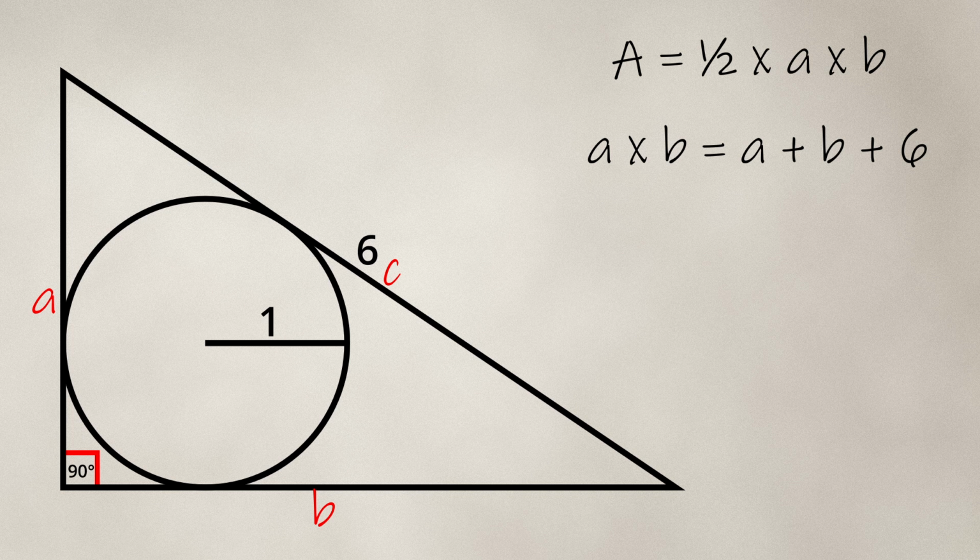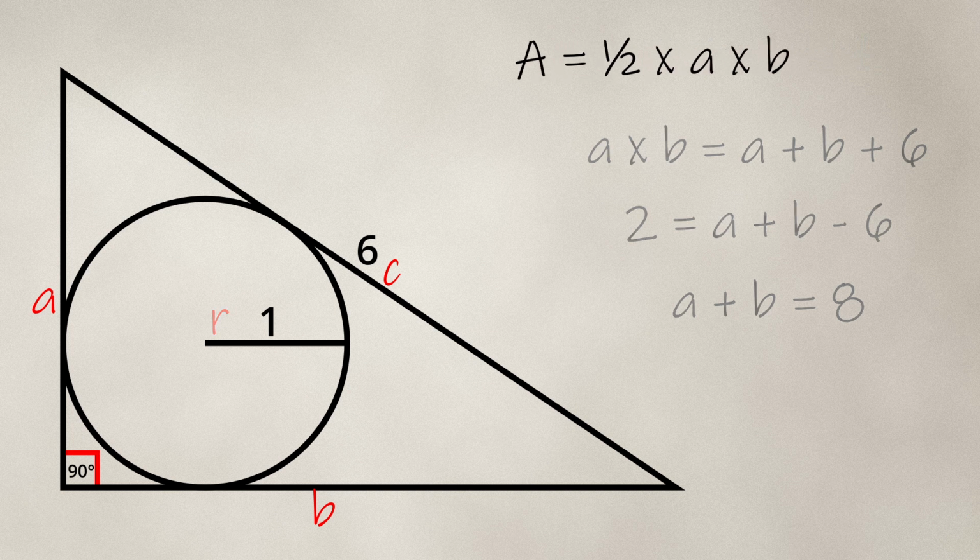Here's a beautiful formula specifically for right triangles. r equals (a plus b minus c) divided by 2, where c is the hypotenuse. We know r equals 1 and c equals 6, so 1 equals (a plus b minus 6) divided by 2. Then we can multiply both sides by 2 to get 2 equals a plus b minus 6. And if we add 6 to each side, a plus b equals 8. Awesome! We just found that our two legs add up to 8.